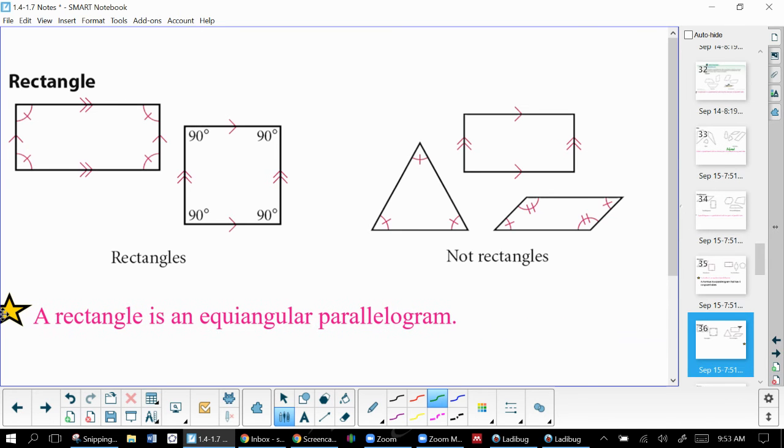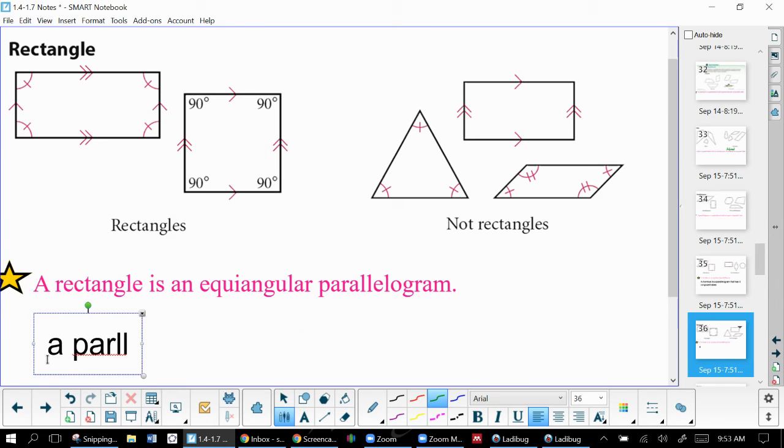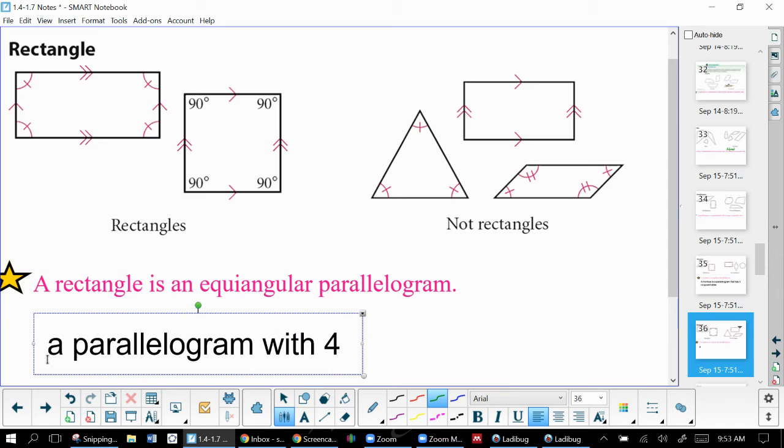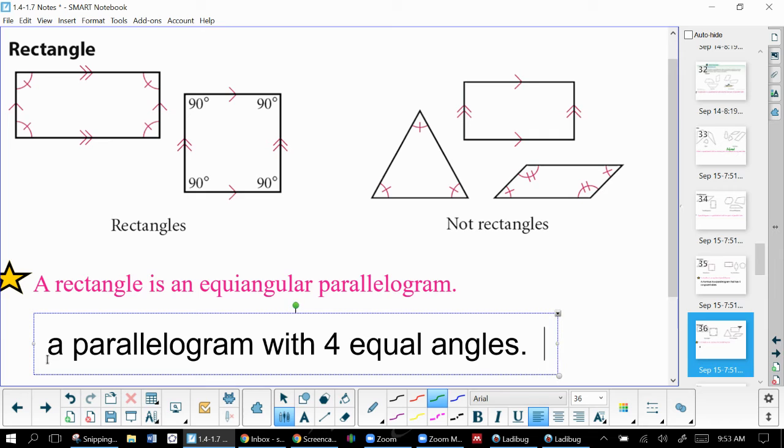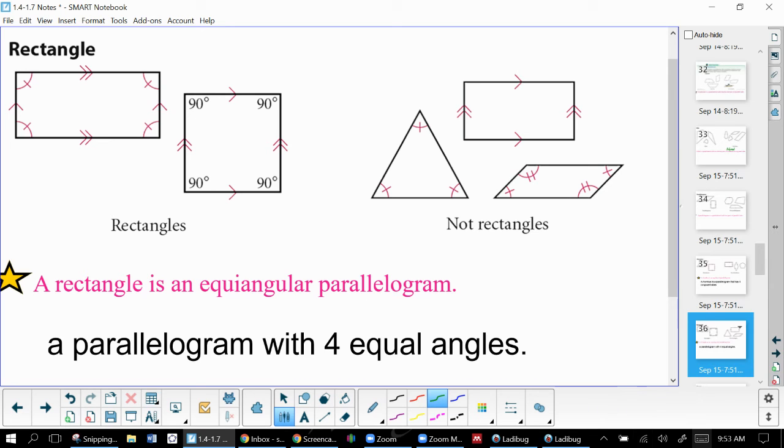So a rectangle is an equiangular parallelogram, or you could say a parallelogram with four equal angles. And we'll talk later about what those angles might be. But in general, they don't have to be 90 all the time. That's true sometimes, but we don't want to be trying to claim things that we don't know are true yet.